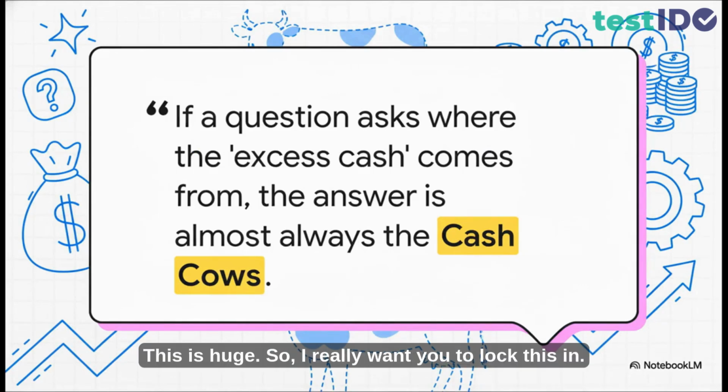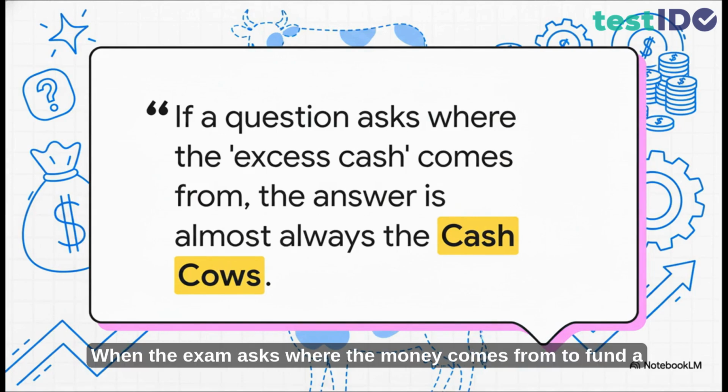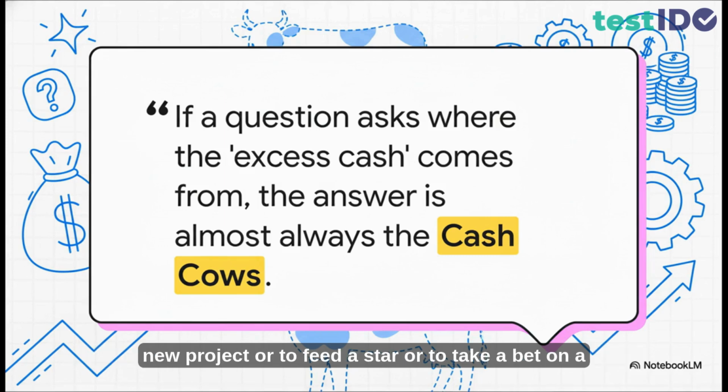Okay, exam tip. This is huge, so I really want you to lock this in. This is a classic question. When the exam asks where the money comes from to fund a new project, or to feed a star, or to take a bet on a question mark, the answer is almost always the cash cows. They are the financial engine for the whole portfolio.